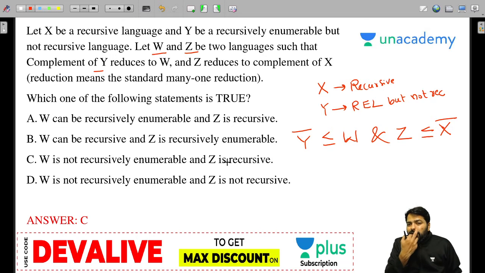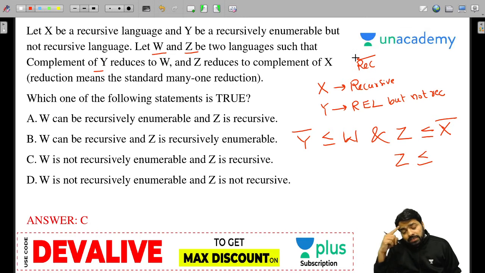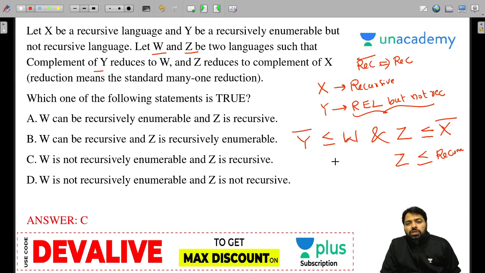Now let's try to replace what is given. X is given. So I can say that Z is reducible to complement of recursive. You know that the complement of recursive is recursive. So I can say that Z is reducible to recursive. Another one, REL but not recursive: its complement is always not REL. Indirectly what they have given is, not REL reducible to W and Z reducible to recursive.